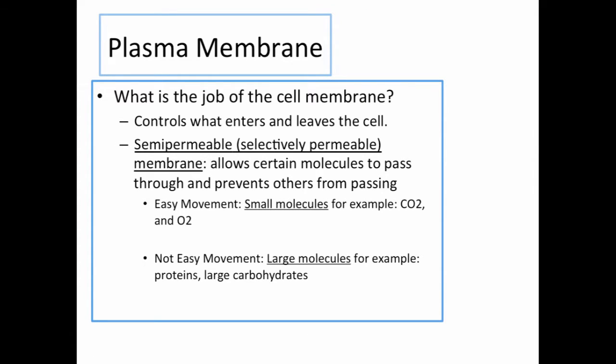So that gets us to the job of the cell membrane. It's going to control what enters and leaves the cell. We call it semi-permeable or selectively permeable because it allows certain things to pass and prevents other things from passing. Things that can easily get across are very small molecules like carbon dioxide and oxygen. Things that can't get across, that usually need some kind of assistance or help, will be larger molecules. Things like complex carbohydrates or complex polysaccharides and polypeptides.